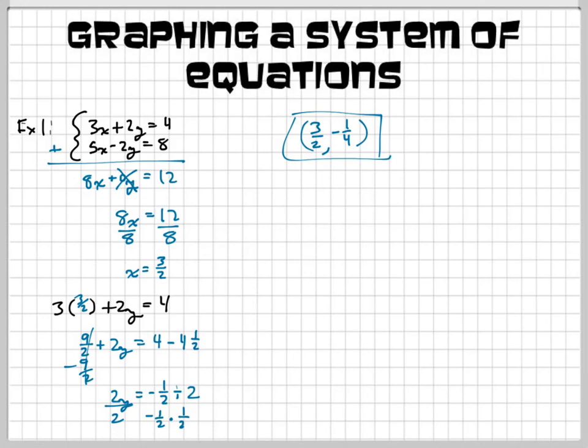Okay, now you sometimes might get these not ready, like everything's not lined up. Like this, the same problem, it could say 3x plus 2y equals 4, and the other one could say 5x equals 8 plus 2y.